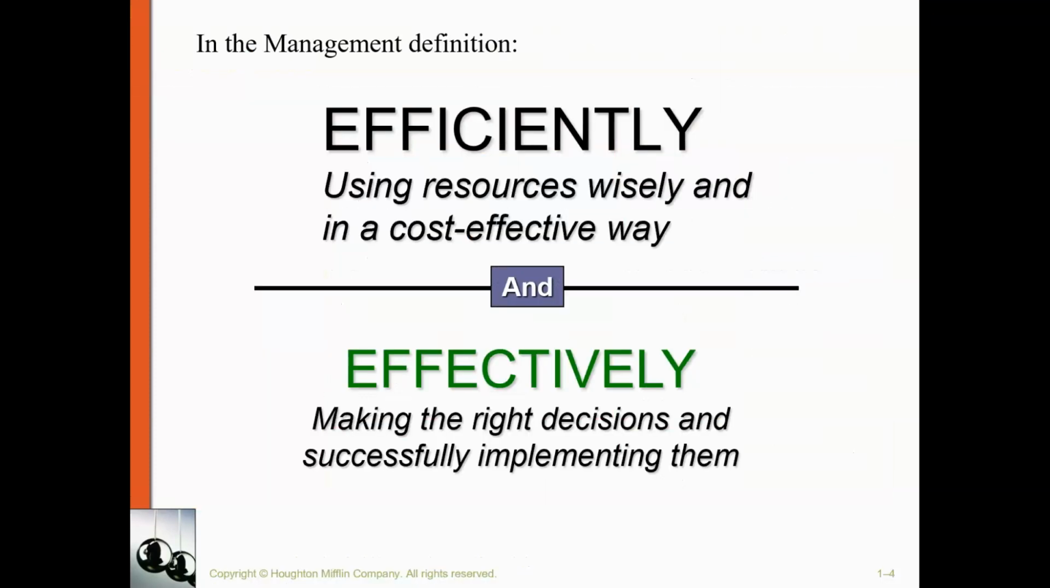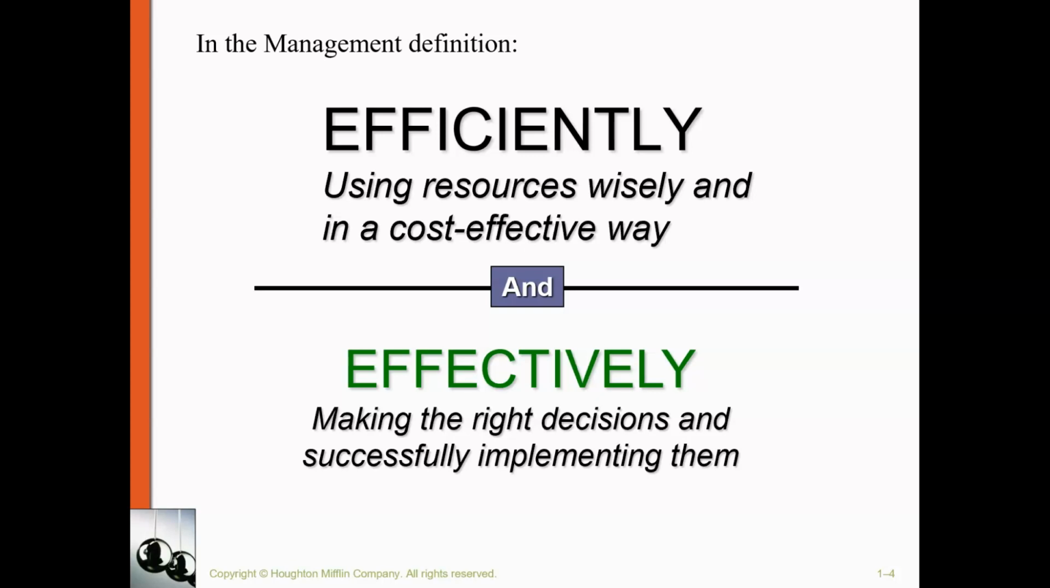In our management definition, we talked about being efficient and effective. We can be both efficient and effective. We could be efficient but not effective. We can be effective and not efficient. Okay, so when we're efficient, we're using our resources wisely and in a cost-effective way. If we're being effective, we've made the right decisions and we're successfully implementing them. So ideally, we want to do both. We want to make effective decisions and carry them out in the most efficient way. We don't want to waste resources, but it can happen where we might have one and not the other.